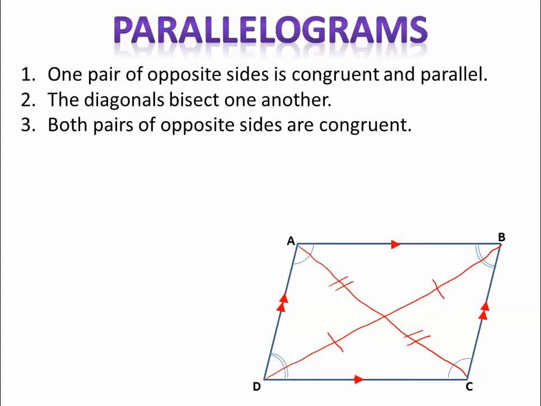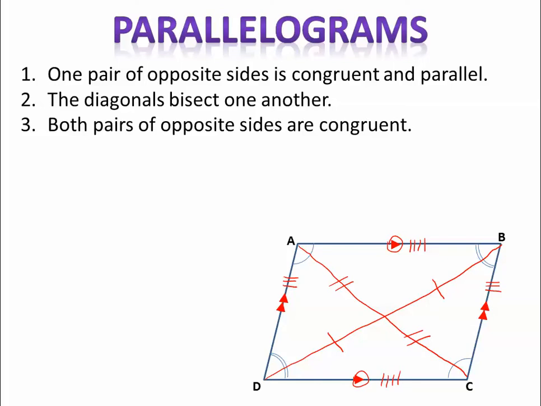Both pairs of opposite sides are congruent, so that means that we've got AD is congruent to BC, and then AB is going to be congruent to DC. And then we know they're parallel because remember the little arrows? Those tell us that everybody's parallel.